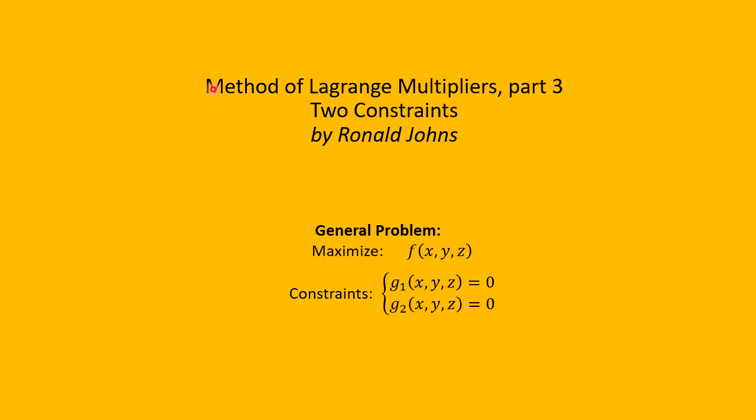Welcome to the video, Method of Lagrange Multipliers, Part 3. We're going to look at an optimization problem with two constraints, such as maximize a function f of x, y, z, and we'll have constraints on what x, y, and z can be. Some function g1 of x, y, z will have to be 0, and some other function g sub 2 of x, y, z will also have to be 0. So in this video, we're going to look at maximizing or minimizing a function of three variables subject to two constraints.